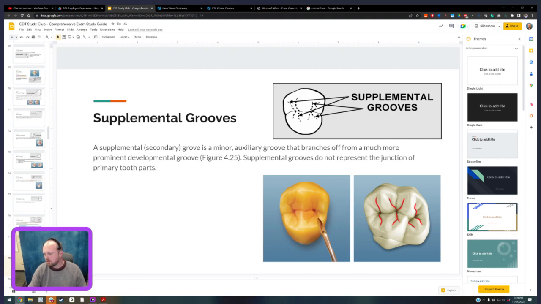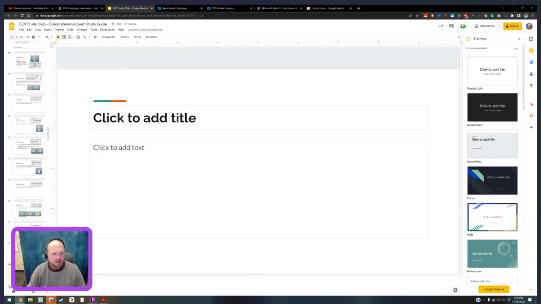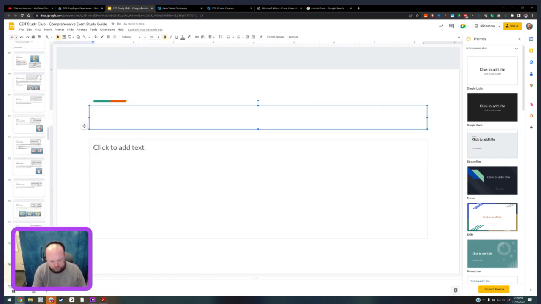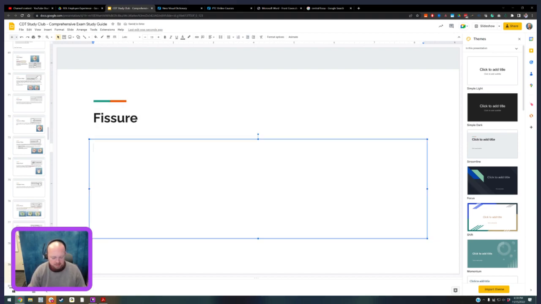Let's see, supplemental grooves. Then we've got a fissure. A fissure. All right, and it's already 6:59. So we're going to do one more here. We're going to do fissure. I'm going to add in these images, and we're going to call it a night.